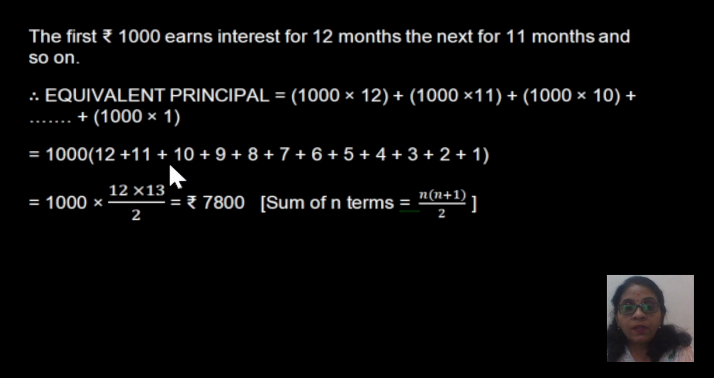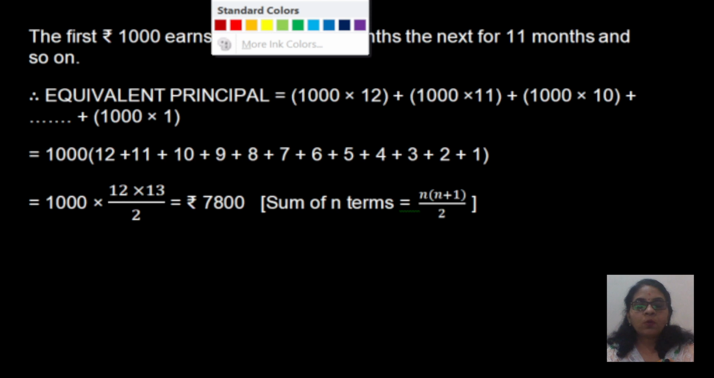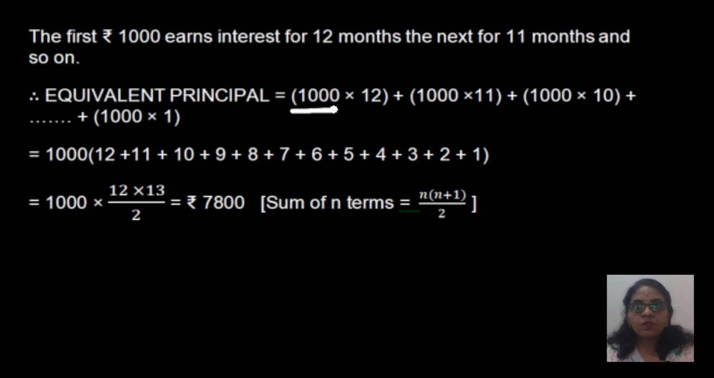Therefore, the equivalent principal is equal to 1000 into 12. Why is it 1000 into 12? Tell me, why is it 1000 into 12? It is 1000 into 12 because this 1000 is there in the account for 12 months. The next 1000 into 11, 1000 into 10 and 1000 into 1.